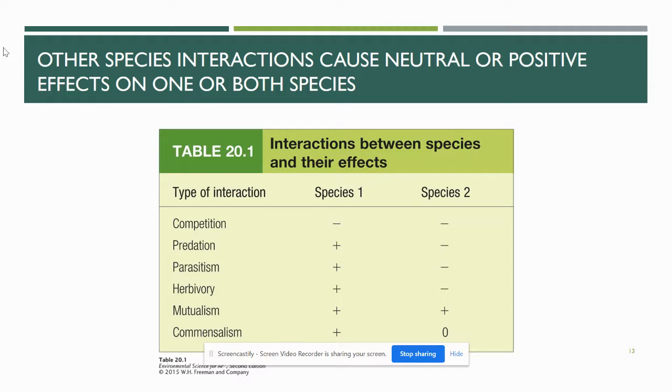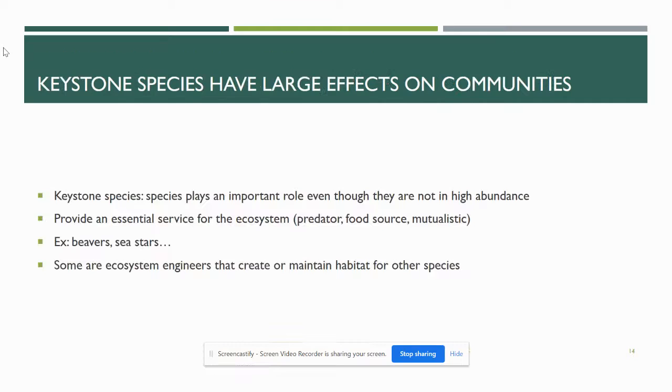So here is a chart that sums up the interactions. The minus, of course, is a negative thing, plus is positive, and the 0 means no effect at all. Please know a couple of examples of each of these types of interactions, and you'll be good to go.